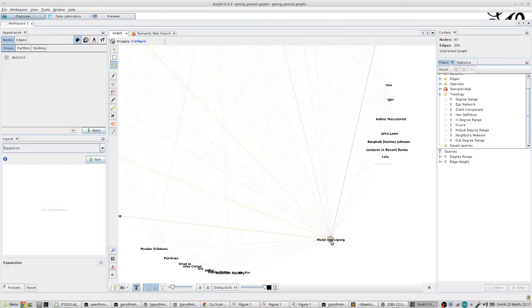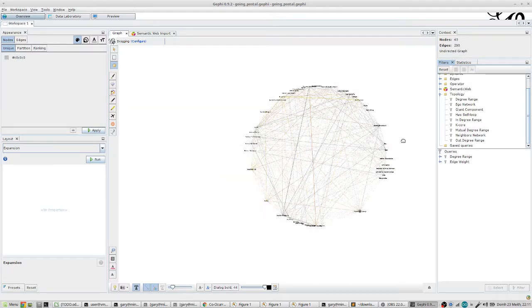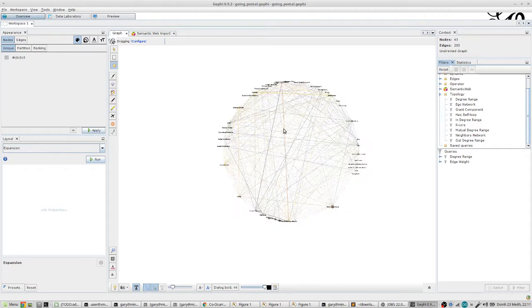So Moist von Lipwig is, of course, central to the novel. And then we were also able to take a measure of strength. It's hard to see on the screen here, but the thicker a line is, the stronger the relationship between two characters.